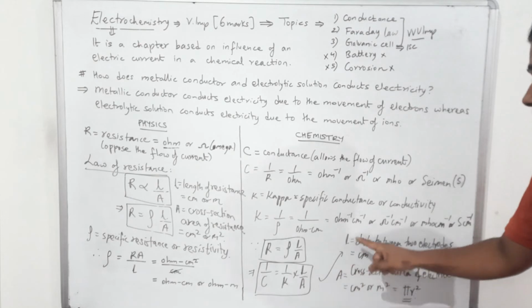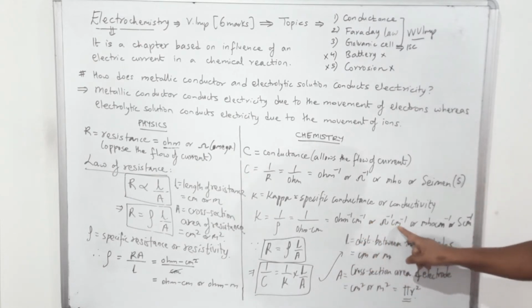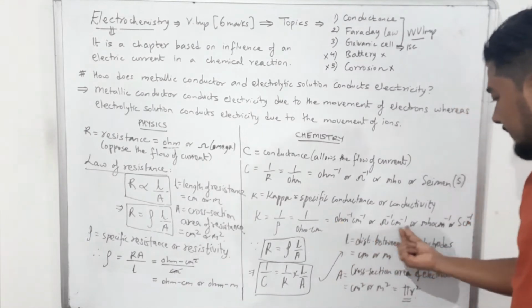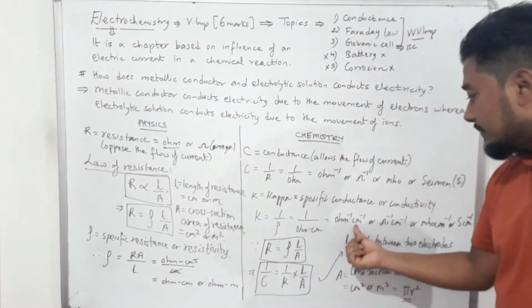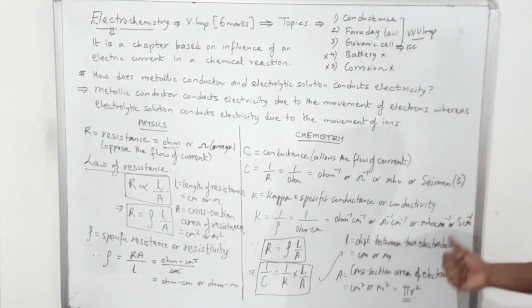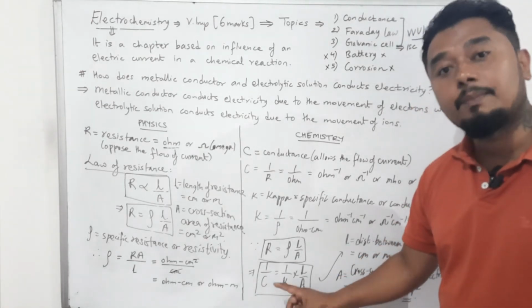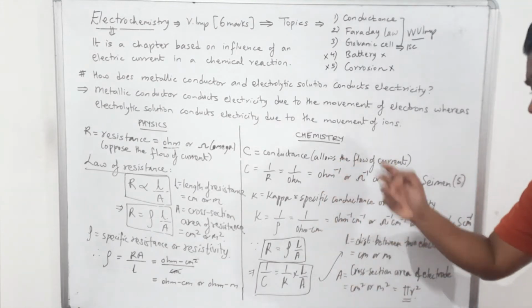But if you want to do it in the SI system, the unit will be meter inverse in SI. The first portion will remain the same. That's it. So C means conductance, kappa means conductivity, and the units I have already shown you.